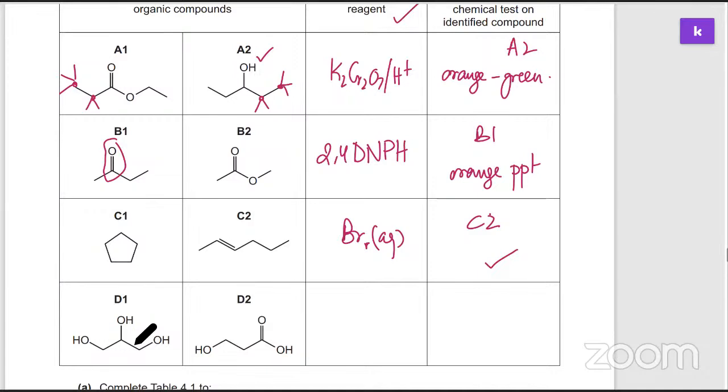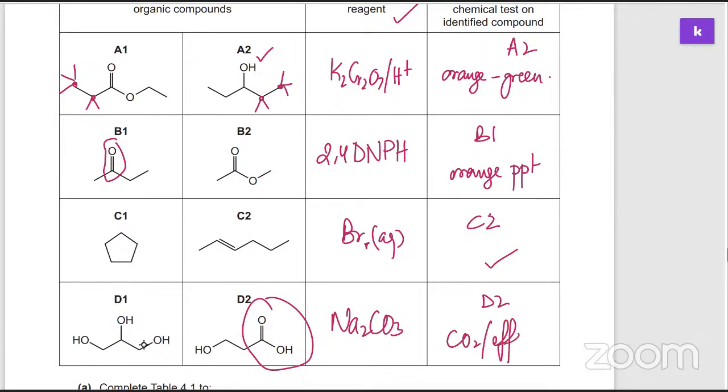Carbonate. Carboxylic acids are acids. You can check the pH even. This is an acid, so it's going to be acidic, right? If you add sodium carbonate, you're going to see bubbles of gas, carbon dioxide gas. The observation will be effervescence or bubbles.